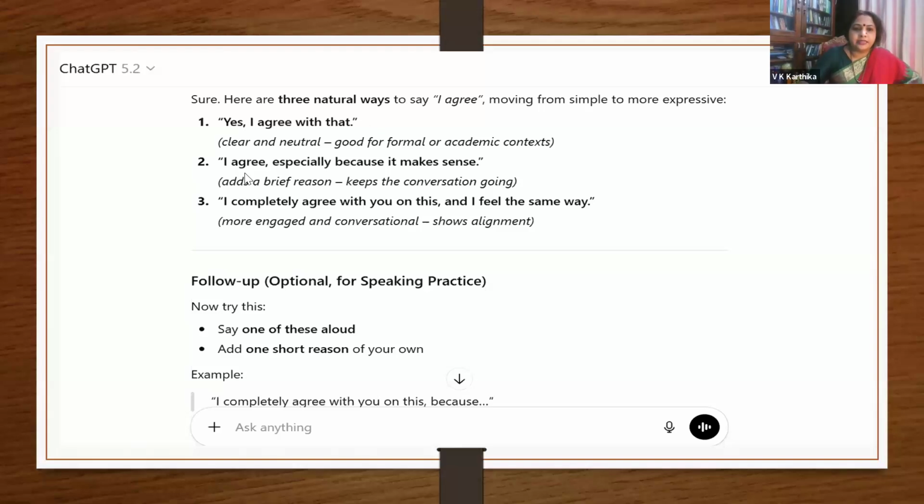Yes, I agree with that. I agree, especially because it makes sense. I completely agree with you on this, and I feel the same way. Then they give us some for optional practicing. So you look at it, 3 natural ways to say I agree, and it gives the reasons as well: clear and neutral, good for informal or academic context, then adds a brief reason, keeps the conversation going, more engaged and conversational, shows alignment. So you look at these bracketed ones, whatever is written in the parenthesis, that is where they are actually getting help from AI.